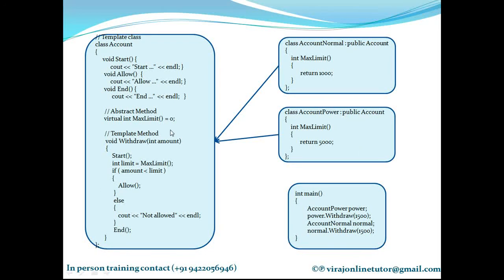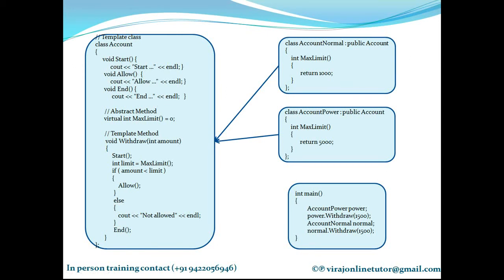If the amount that is passed from outside is less than limit, you allow. Since allow is same for normal and power, it's implemented only in the base class. Then you are just ending a transaction. The way you end the transaction is same for normal and power. That's why it's implemented in the base.